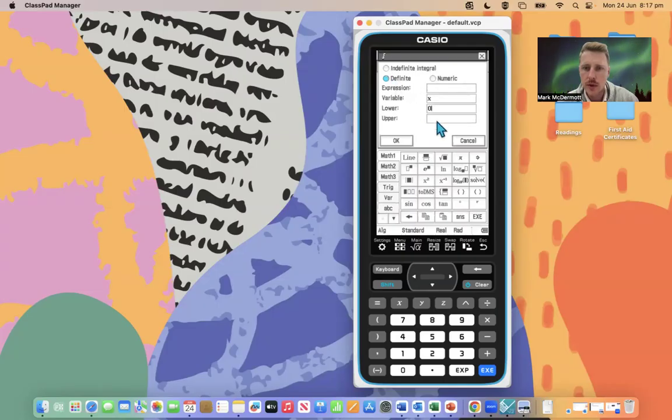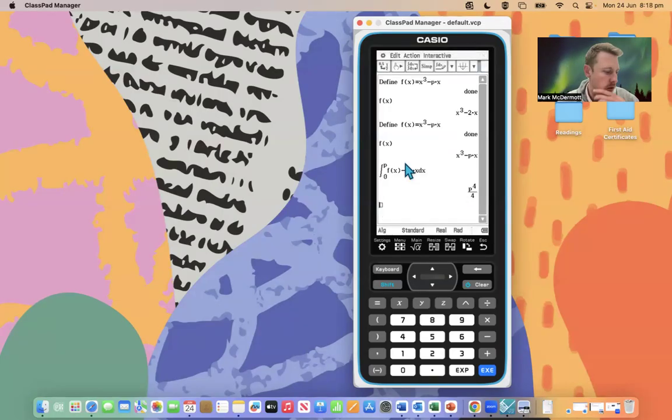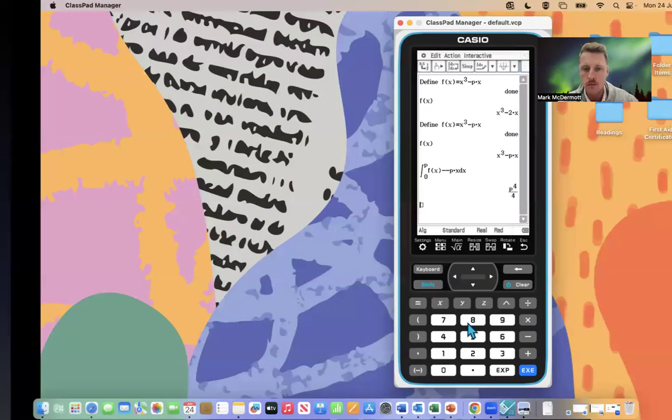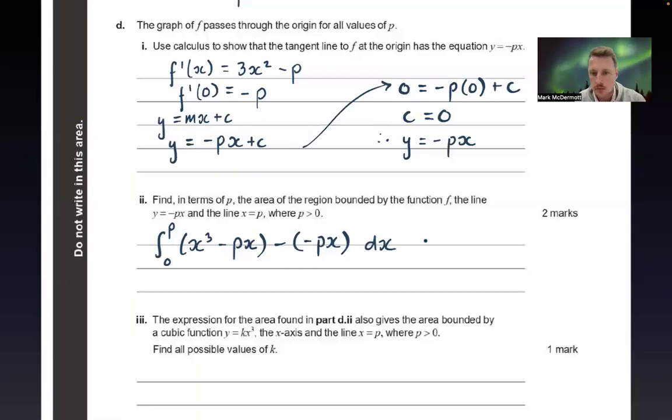Definite integral from 0 to p of f of x, which is what we had before, minus negative p times x. So that's p to the 4 on 4. Okay.